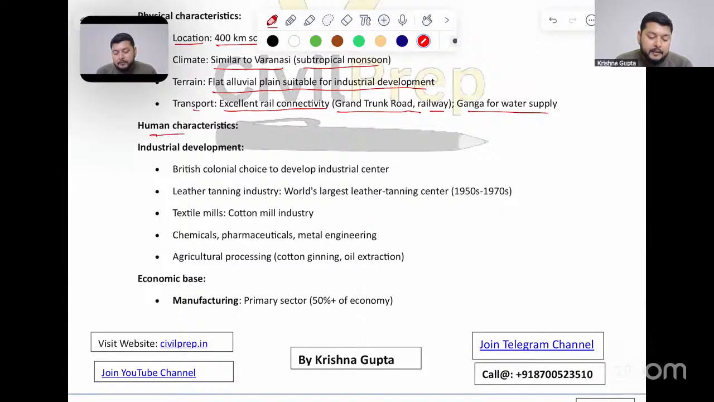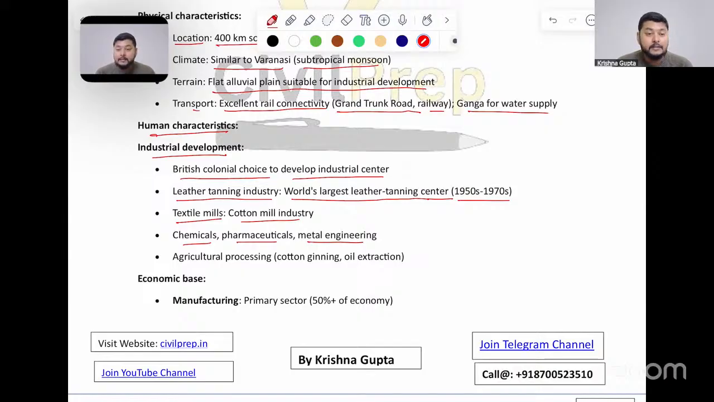Now, human characteristics. When we talk about the industrial development, the British colonial choice to develop an industrial center in the region of Kanpur is seen. Leather tanning industry: the world's largest leather tanning center was present from the 1950s to the 70s. Textile mills, cotton mill industry, chemicals, pharmaceuticals, and metal and engineering are also present here. Agricultural processing, cotton ginning, and oil extraction are seen here.